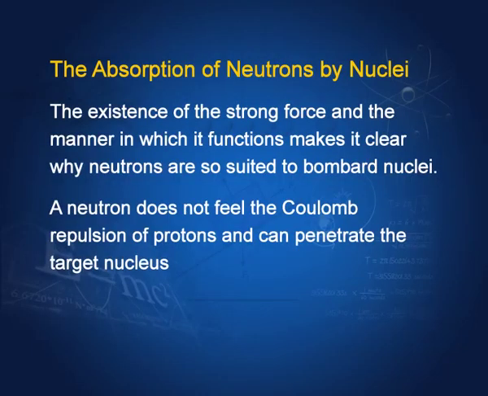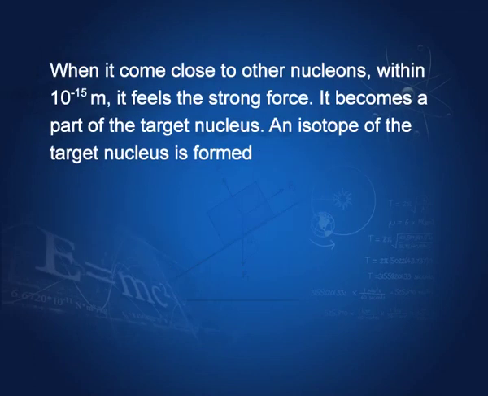Absorption of neutrons by nuclei. The existence of strong force and the manner in which it functions makes it clear why neutrons are so suited to bombard nuclei. A neutron does not feel the Coulomb force, it is a neutral particle, and can penetrate the target nucleus. Since it does not feel any Coulomb force, it can go inside, it can penetrate the nucleus. When it comes close to other nucleons within a Fermi, 10 to the power minus 15 meters, it feels the strong force. It becomes a part of the target nucleus, and an isotope of the target nucleus is formed.